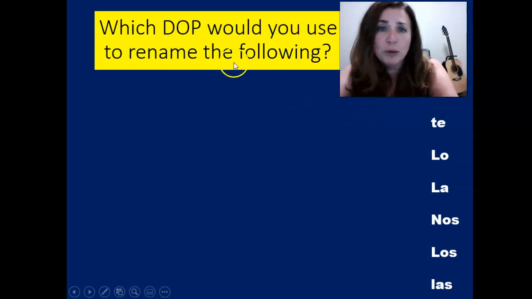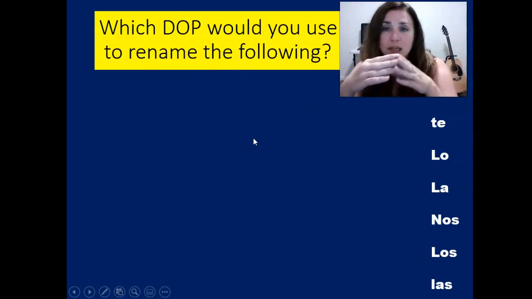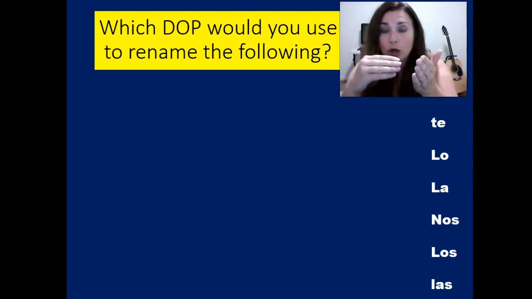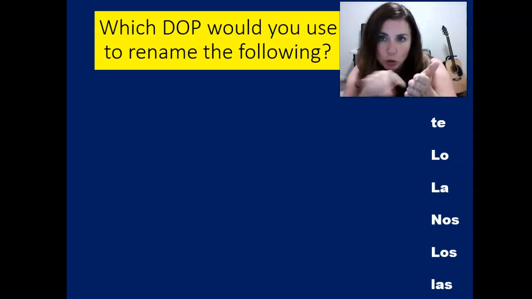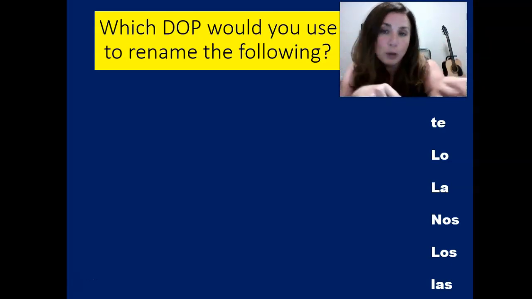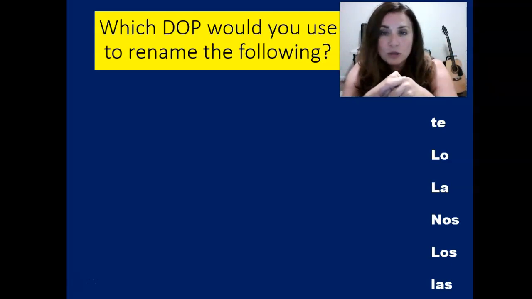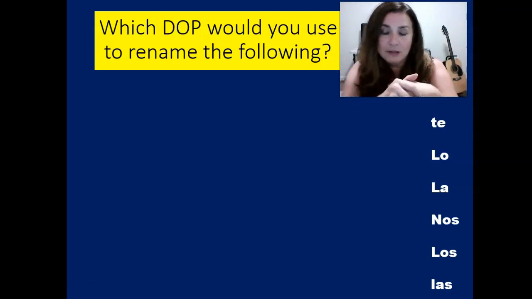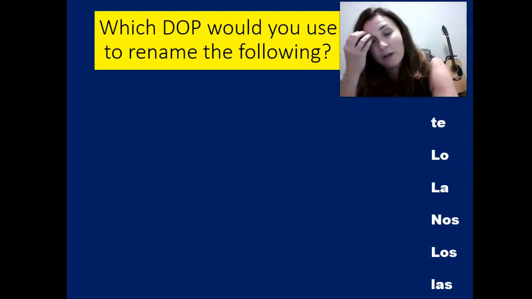Which DOP would you use to rename the following? So you're going to take the worksheet that I put in today's links to everything, and you're going to either use it on your phone and draw on it, then take a screenshot and upload it to Canvas, or you can print out the worksheet from the links to everything in Canvas, or you can just write down the answers, take a picture of that, and send it to Canvas. Those three options are fine with me.